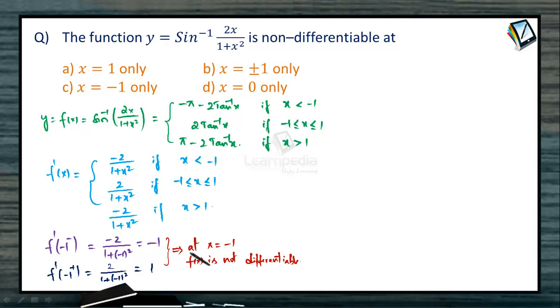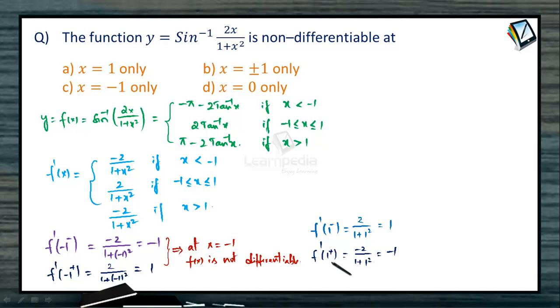So for that, what are we supposed to do? We need to verify at 1 also, because at 1 also there is a break. So for that, what do we do? We calculate f dash of 1 minus, that is to the left side of 1. How is the derivative? Yes, it is 2 by 1 plus 1 square, that is plus 1. Now when we calculate f dash of 1 plus, that is the derivative on the right side of 1, the derivative is minus 2 by 1 plus 1 square, which is minus 1.